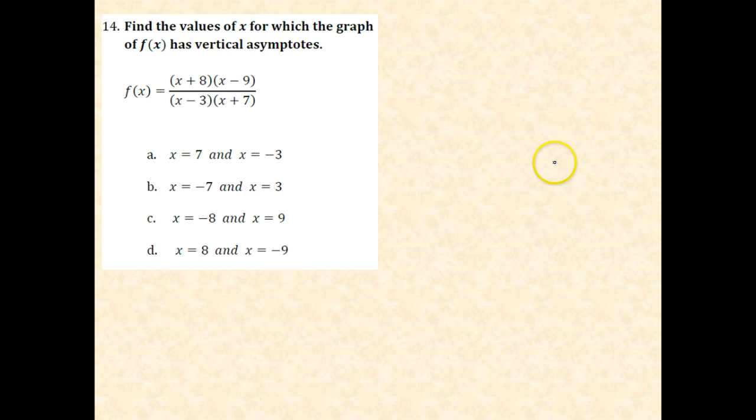Find the values of x for which the graph of f of x has vertical asymptotes. Vertical asymptotes on a graph occur where the graph is undefined. So what we really need to find is the x values where this graph is undefined. And undefined means you have a factor of 0. So what x value would give us a factor of 0 with this factor? It would be when x is 3, because 3 minus 3 is 0. And for this factor it would be negative 7, because negative 7 plus 7 is 0. So my x values are 3 and negative 7.